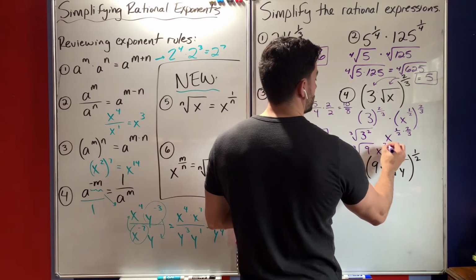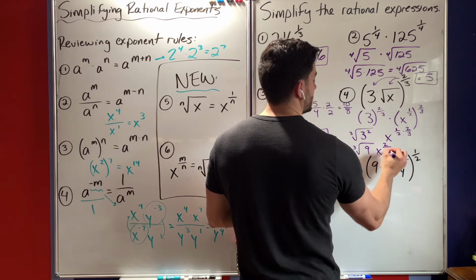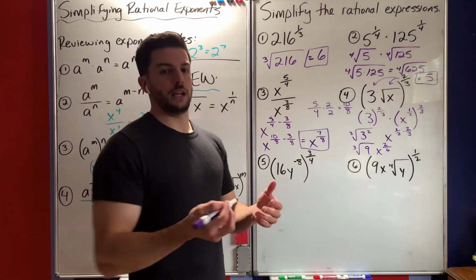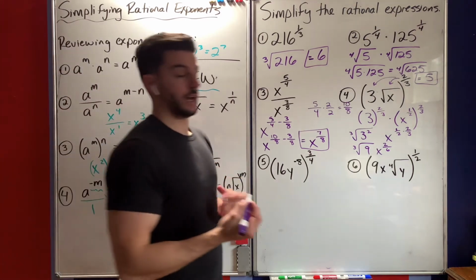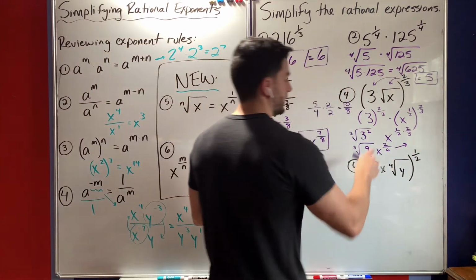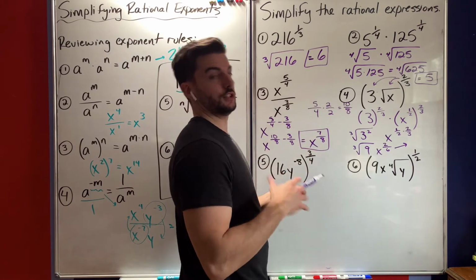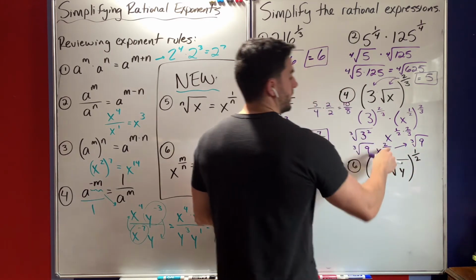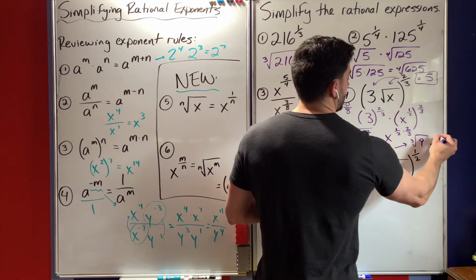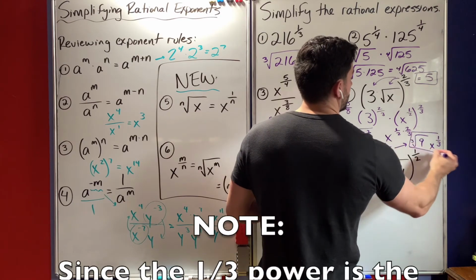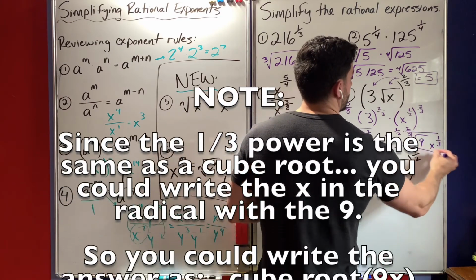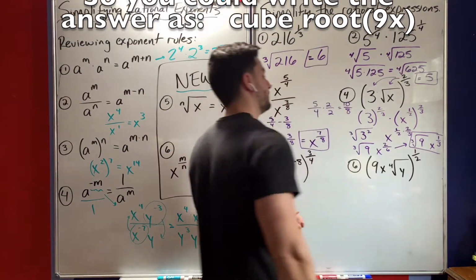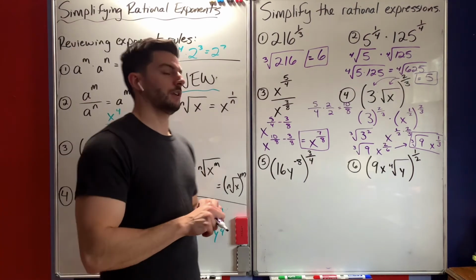1 times 2 is 2. And then on the bottom, 2 times 3 is 6. So x to the 2/6 power, okay? But again, just like all fractions, I want to reduce that if I can, and I can do that here. With 2/6, when the top and the bottom are even, you can definitely reduce. So the final simplification for this would be the cube root of 9 times x to the 1/3 power. Okay, so that's how I would fully simplify that number 4.